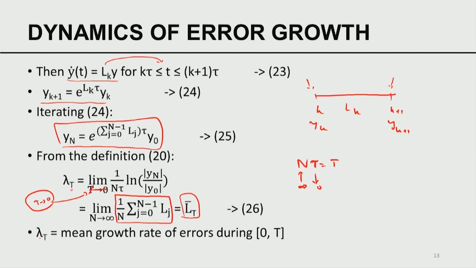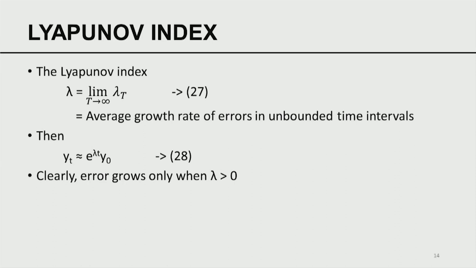Now what do I want to get the Lyapunov index? Let T go to infinity. That is the definition of Lyapunov index. So what is the Lyapunov index? It is the limit of lambda T with the capital T going to infinity, and that gives rise to the definition of average rate of growth of errors in unbounded intervals. So what does that tell you? If lambda is defined that way, you can now see that yt at any time is equal to e to the power of lambda t times y naught.